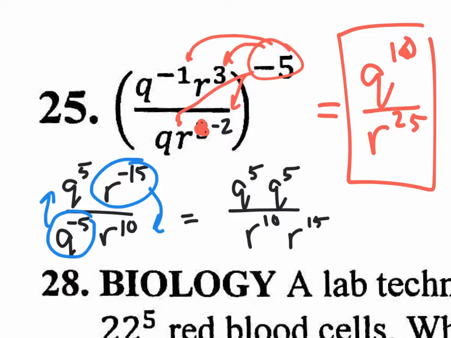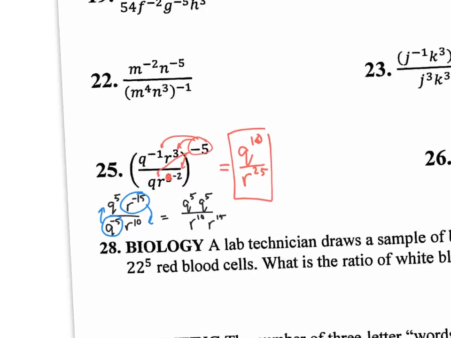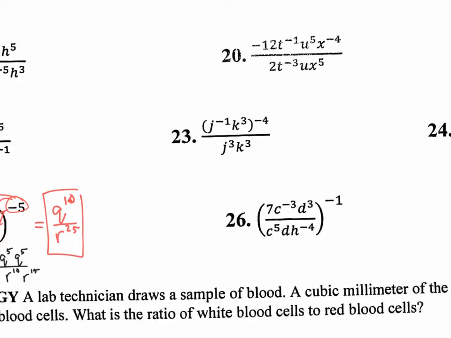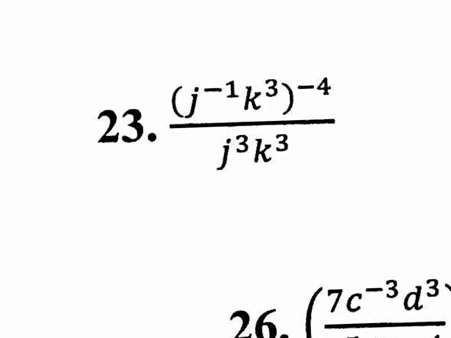Any other ones that you guys would like to see? 23? All right. So we do have parentheses here with an exponent on the outside. Let's distribute that outside exponent to both terms on the inside of the parentheses. Now remember, a power to a power you multiply. So -4 times -1, that's +4. -4 times +3 is -12.